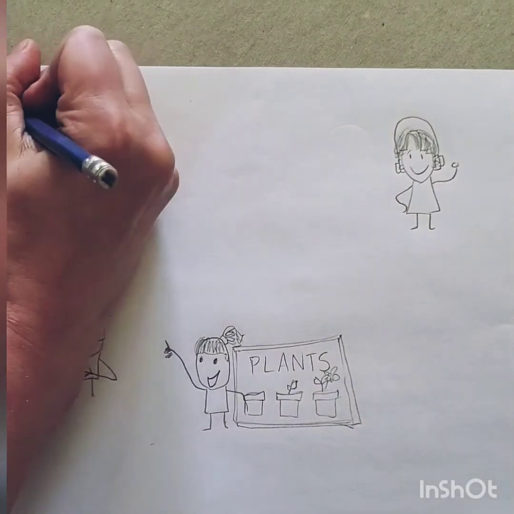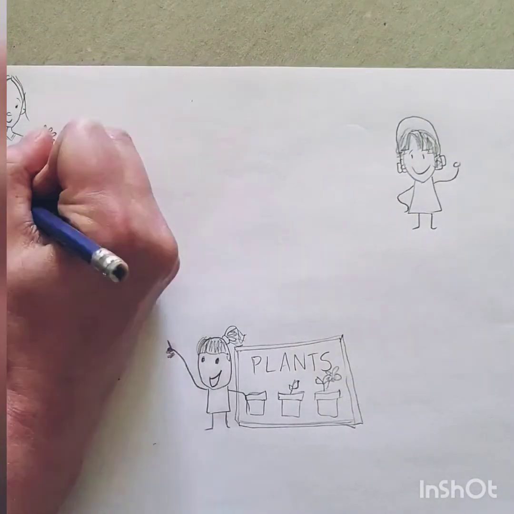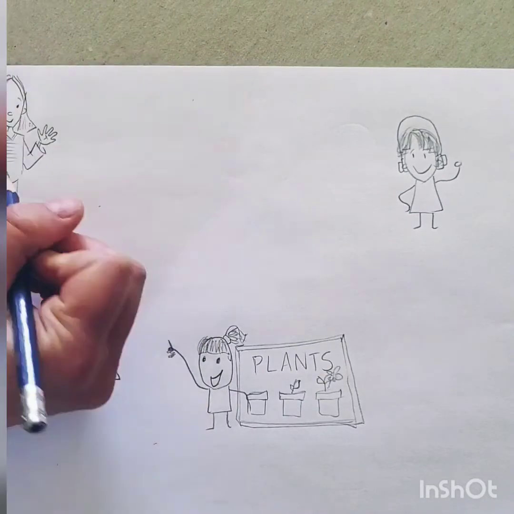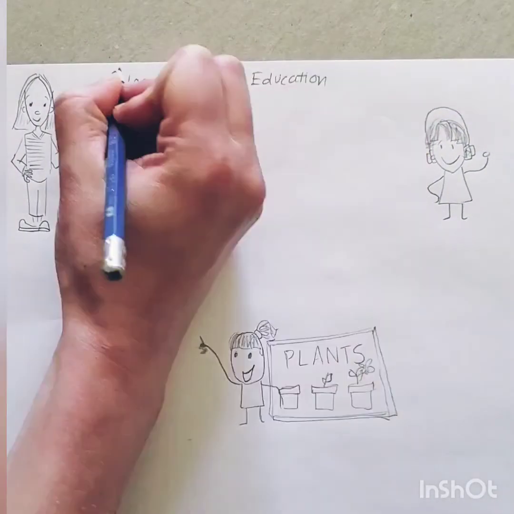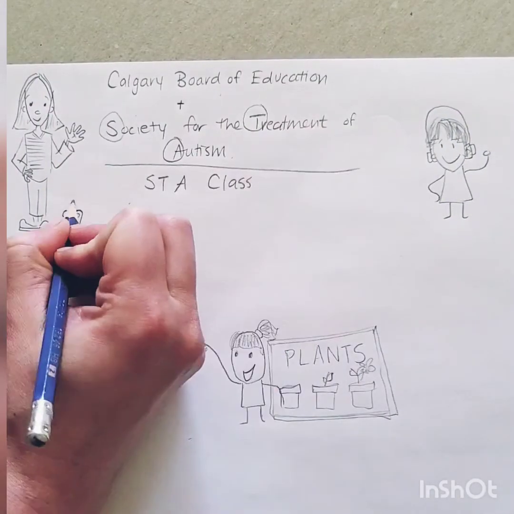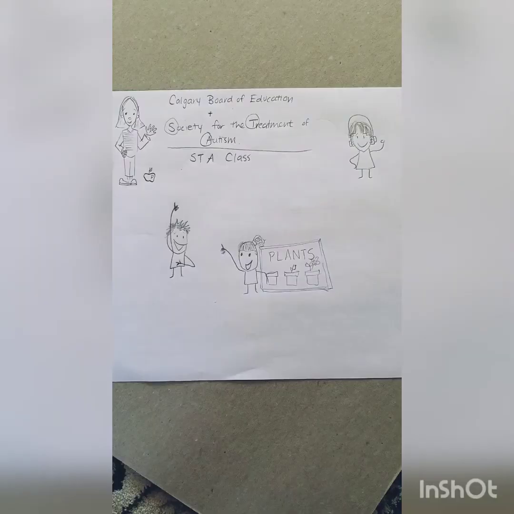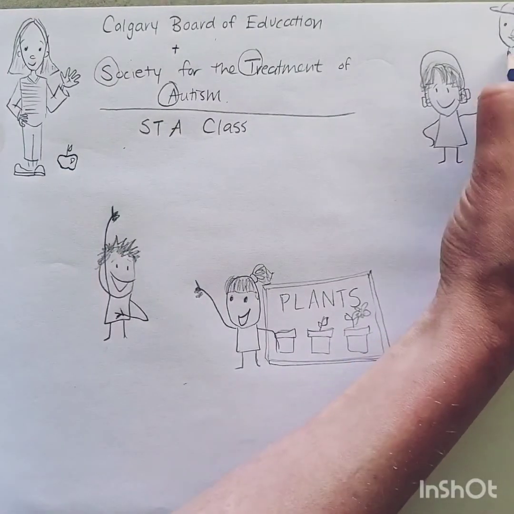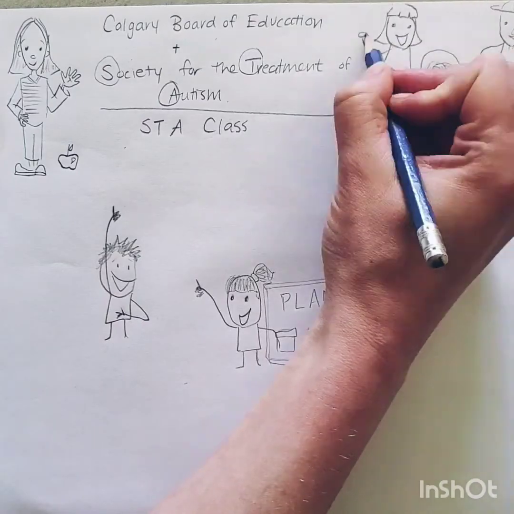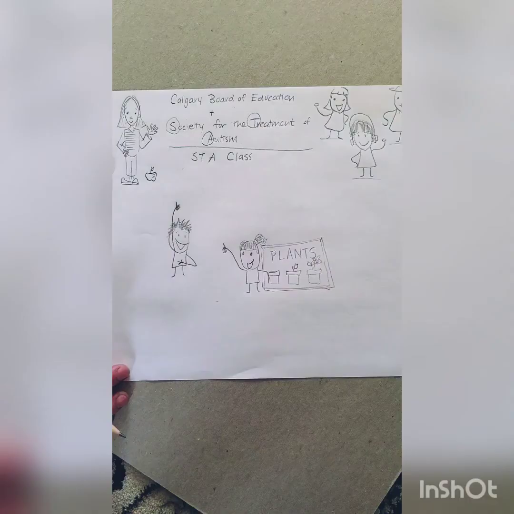Hi, this is Shannon, and she is a teacher at Christine Meikle's school. Shannon teaches in the STA classroom, a program jointly run by the Calgary Board of Education and the Society for the Treatment of Autism. All of the students in this program require 2-to-1 or 1-to-1 support in order to be successful in their learning at this time.